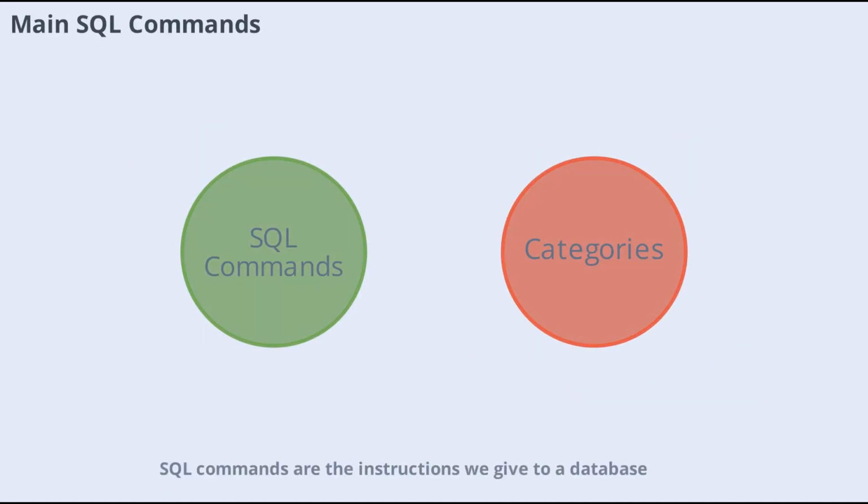SQL commands are the instructions we give to a database. These commands are divided into 5 main categories, each serving a different purpose. Understanding these categories helps you know what kind of tasks you can perform with SQL, from creating tables to managing user permissions. Let's explore each category in detail, starting with Data Definition Language, or DDL.